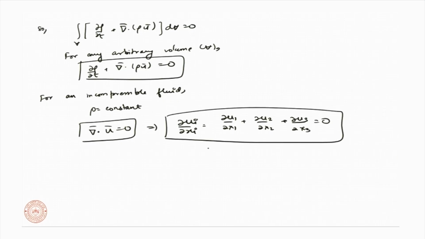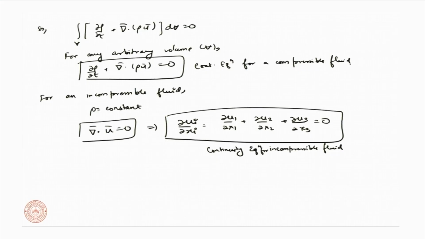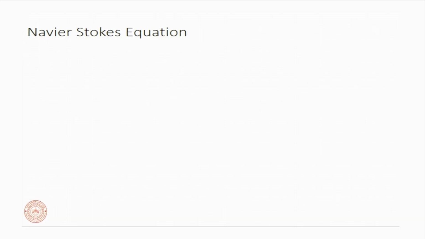Right. So, this is our continuity equation for an incompressible fluid. And this is our continuity equation for a compressible fluid. Make sense? Okay. Now, we will go on to the Navier-Stokes equation.